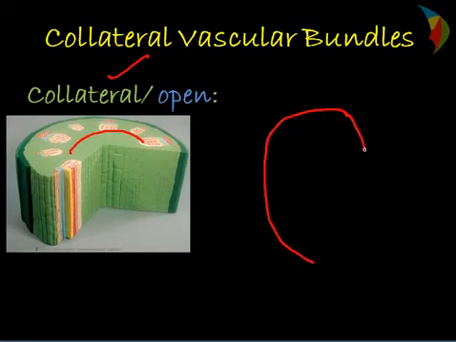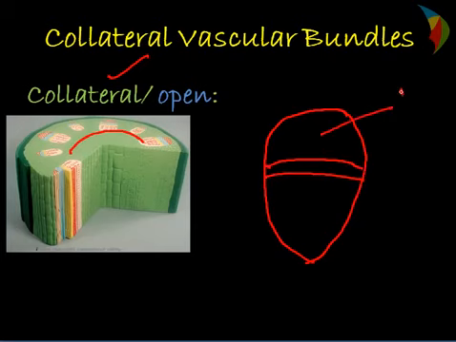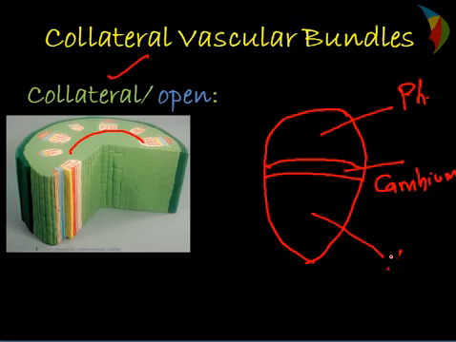this is the cross section and you will have the phloem tissues in the outer periphery. Then we have this cambium layer, this is phloem. Then we have this xylem part. The arrangement of this is in the same radius, that's why it's called collateral type.